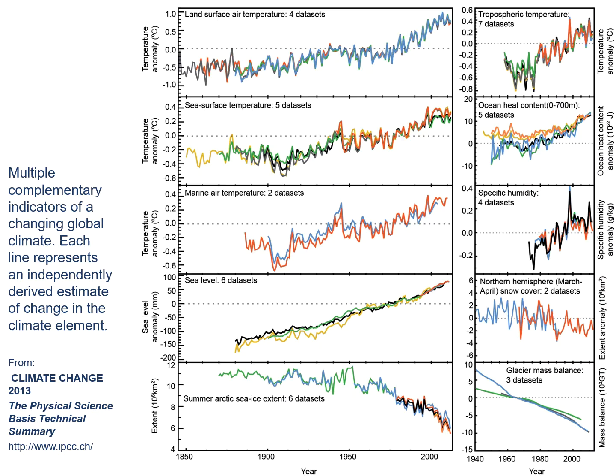For each of these, they're showing several different data sets, okay? So land surface air temperature, sea surface temperature, marine air temperature, and for each of these, they have multiple data sets. So 4 for the first one, 5 for the second one, 2 for marine air temperature, 6 data sets for sea level rise, 6 different data sets for summer Arctic sea ice, tropospheric temperature, so the average temperature of the troposphere, ocean heat content, specific humidity, northern hemisphere snow cover, glacial mass behavior, et cetera. So we're going to go through each of these.